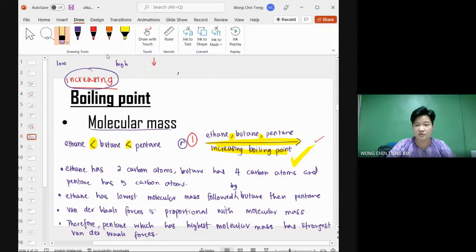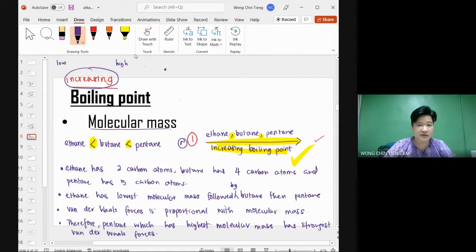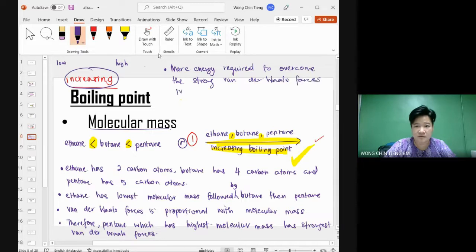Sambung ke atas, ayat tempat tak cukup. One more, two more sentence only. Okay. Therefore, banyak kali therefore. More energy required to overcome the strong van der Waals forces in pentane. Thus, boiling point of pentane is highest.